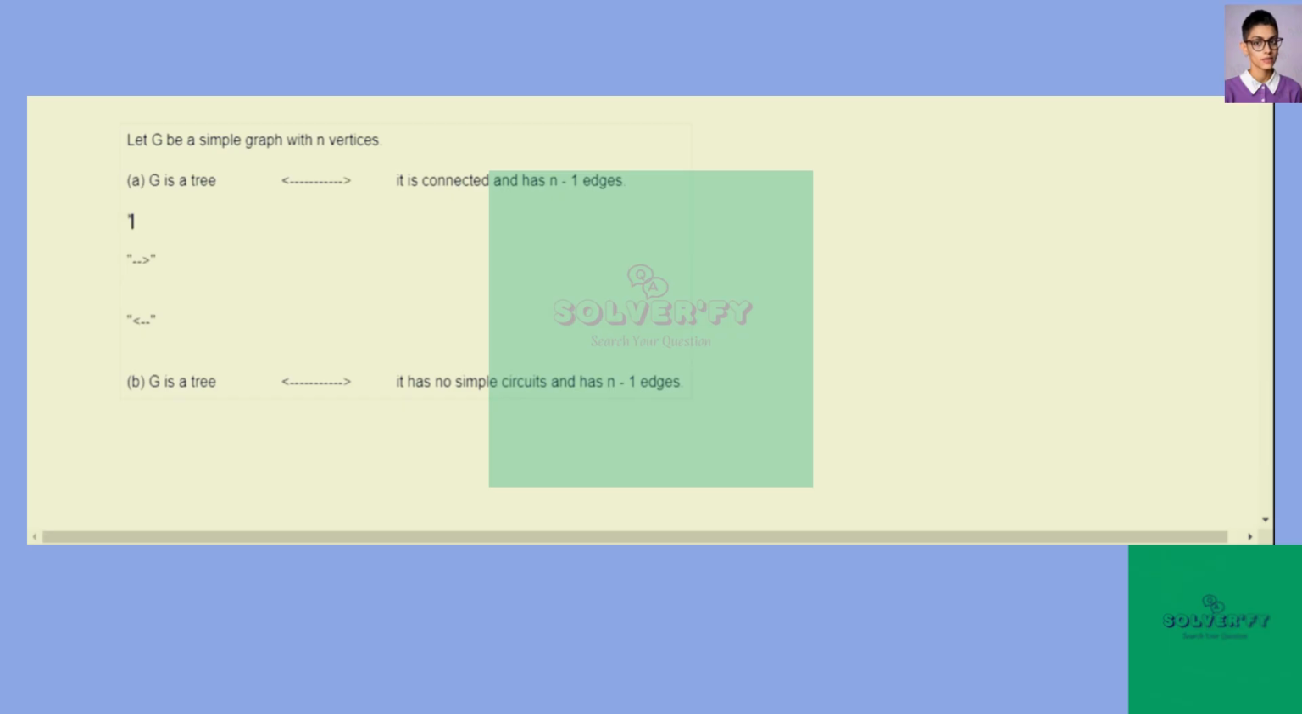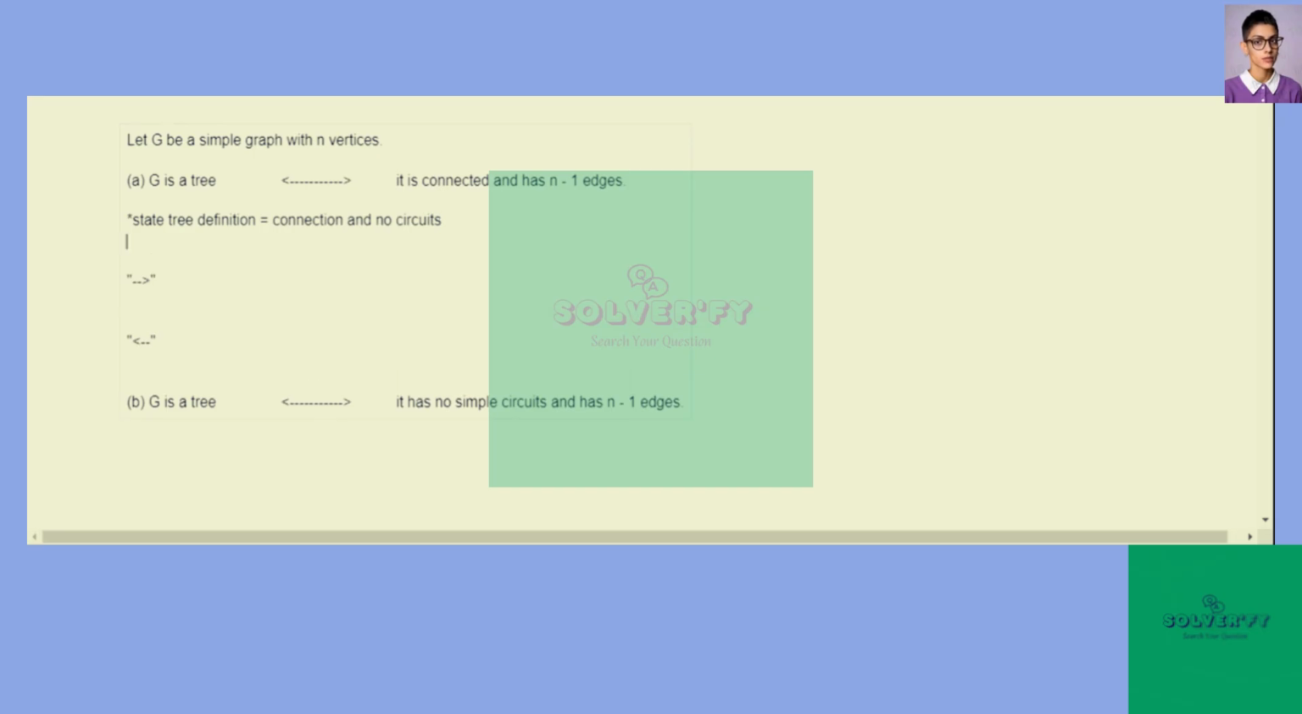So I want to just talk about a few things. For going left to right, I can simply state the tree definition. It's saying that there's connection and no circuits. So I can use both of these to my advantage. Going from left to right, that's half of the proof right there. It's just stating that definition. And then for the left side, if I have n vertices with n minus 1 edges, then I can use an induction proof to prove that that is actually the case.